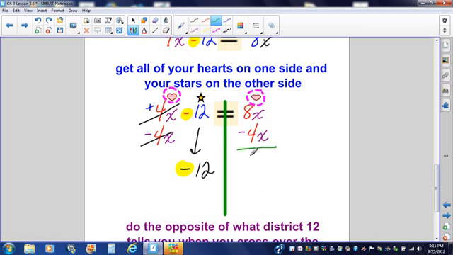Eight minus 4 is 4. Bring down your equal sign.